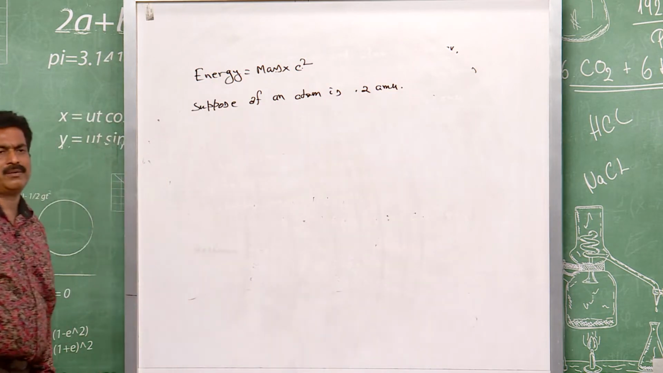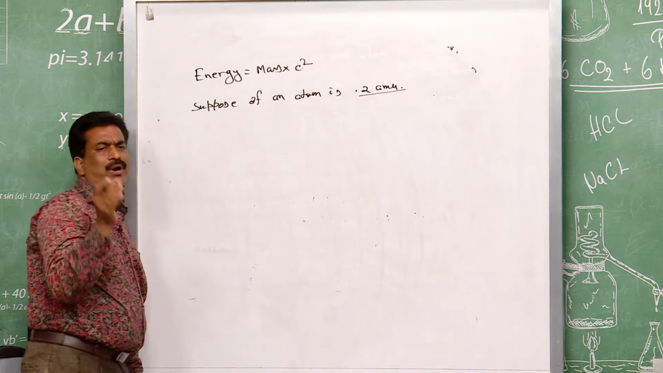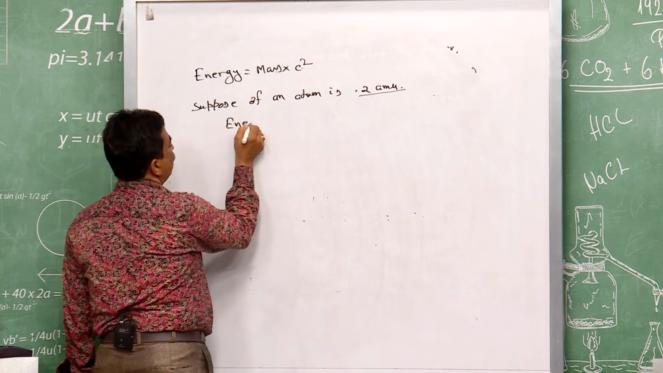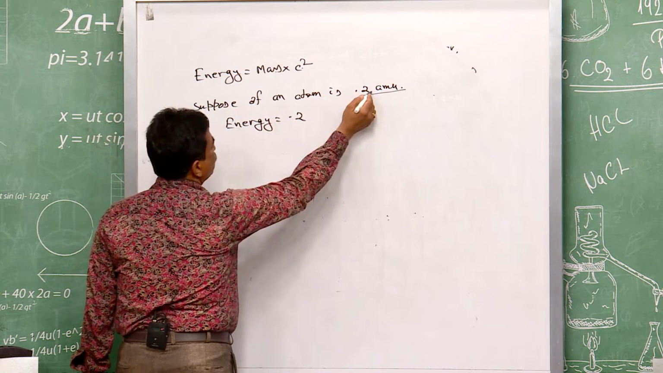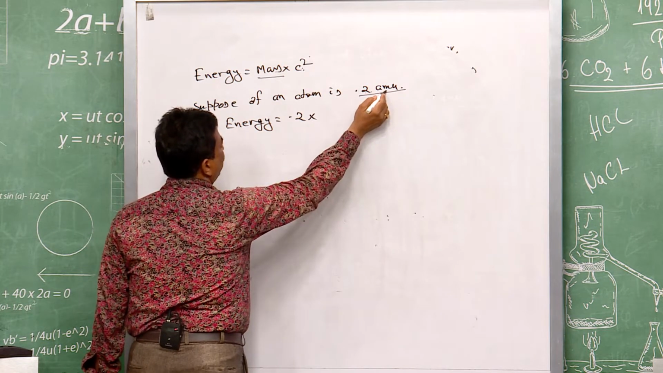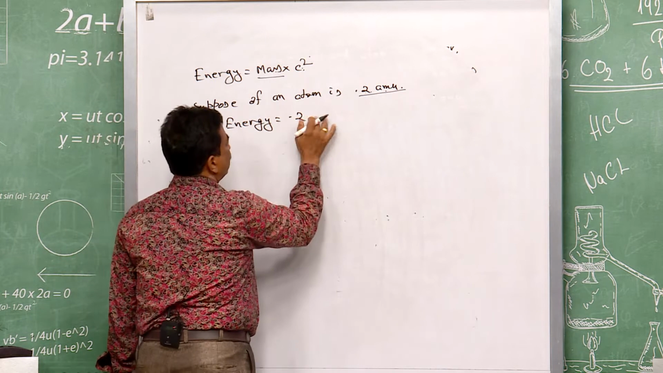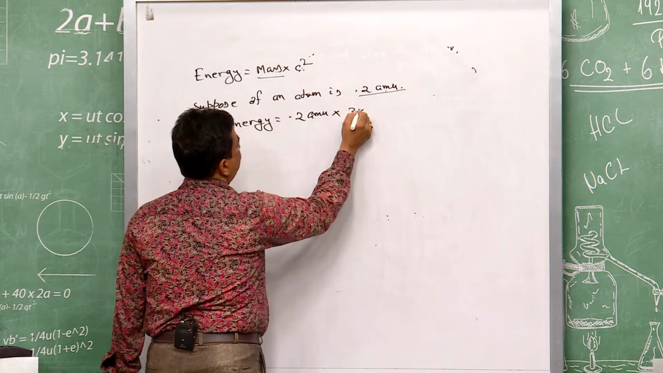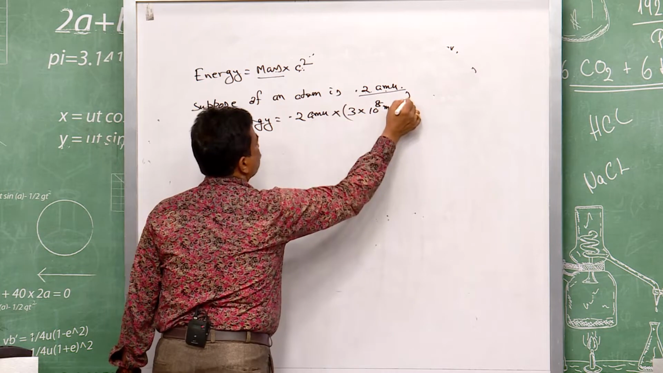Suppose the mass of an atom is 0.2 amu. If the mass is 0.2 amu, that will be converted to energy. So that energy will be the mass into c square, though the mass is in amu. Here c means the velocity of light, so that is equal to amu into c square, with c being 3 into 10 to the power of 8 meter per second, squared.